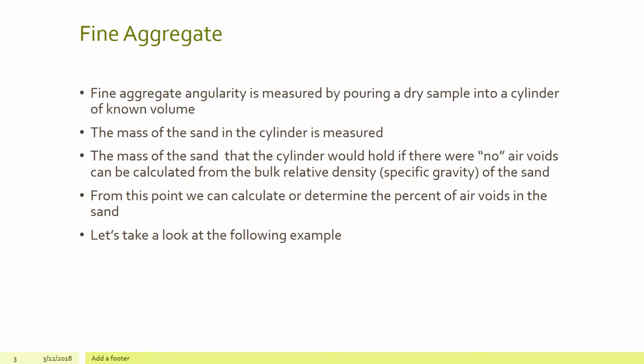If we take a look at the fine aggregate, the fine aggregate angularity is measured by pouring a dry sample into a cylinder of a known volume. The mass of the sand in the cylinder is measured. The mass of the sand that the cylinder would hold if there were no air voids can be calculated from the bulk relative density, or the specific gravity, of the sand. From this point, we can determine the percent air voids in the sand. And in the PowerPoint presentations, you'll be able to look at an example that'll take you through how to determine the air voids.